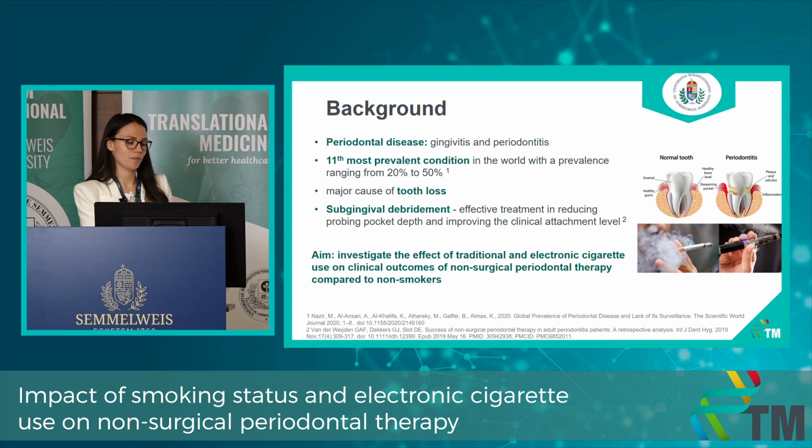So subgingival debridement, like scaling and root planing, can be an effective treatment in reducing probing pocket depth and improving the clinical attachment level. But as we know, smoking can influence the success of this treatment, and many people are using electronic cigarettes as a safer alternative.